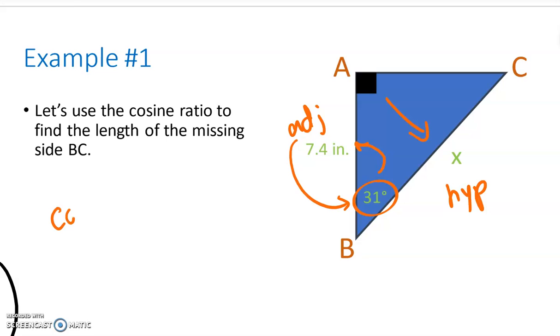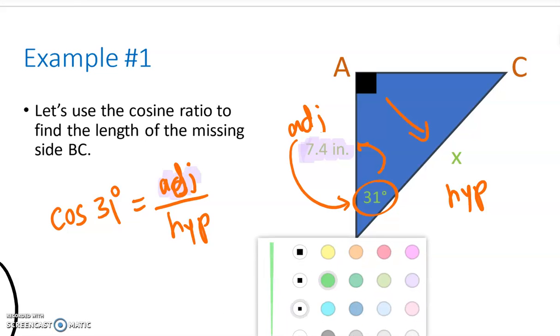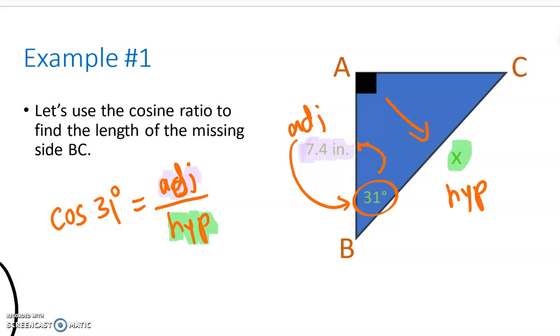We're going to use the cosine ratio. So we're going to say the cosine of 31 degrees is equal to the adjacent side divided by the hypotenuse. So we can say that the adjacent side is 7.4, adjacent to 31 degrees that is, and the hypotenuse always across from the right angle. That's going to be what we're solving for, x.